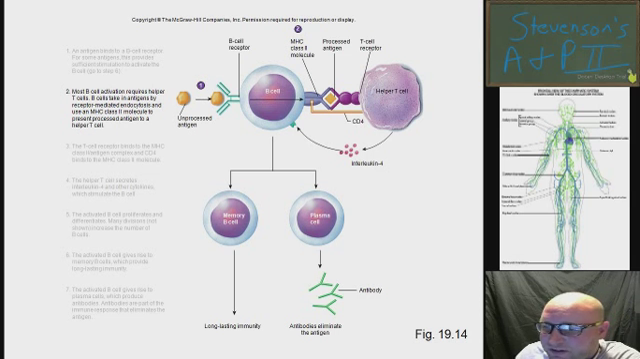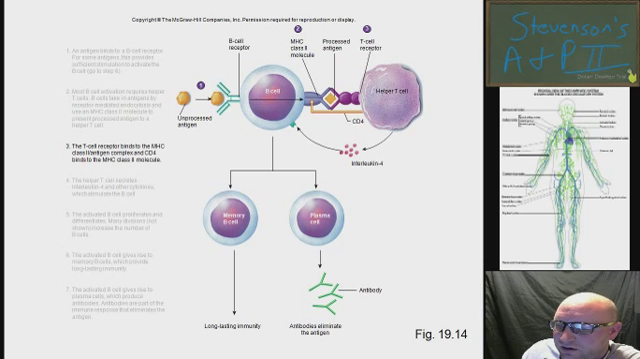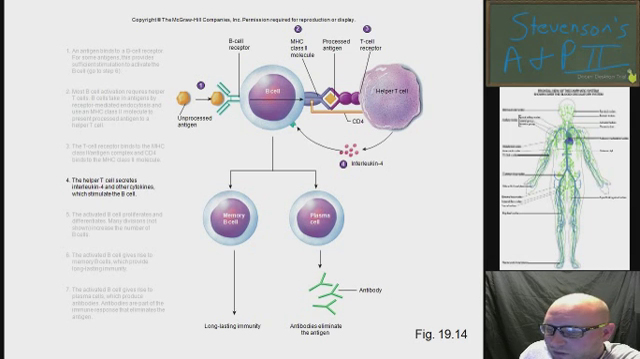Those helper T cells will attach to these B cells and will form a receptor-mediated endocytosis program that's going to come in and bring things into the cells. And then the major histocompatibility complex class 2 molecule presents processed antigen to the helper T cells. Then the T cell receptors bind to the MHC class 2 and antigen complex, and CD4 then binds to the MHC class 2 molecules. The helper T cell secretes interleukin 4 and other cytokines, which will stimulate the B cells.